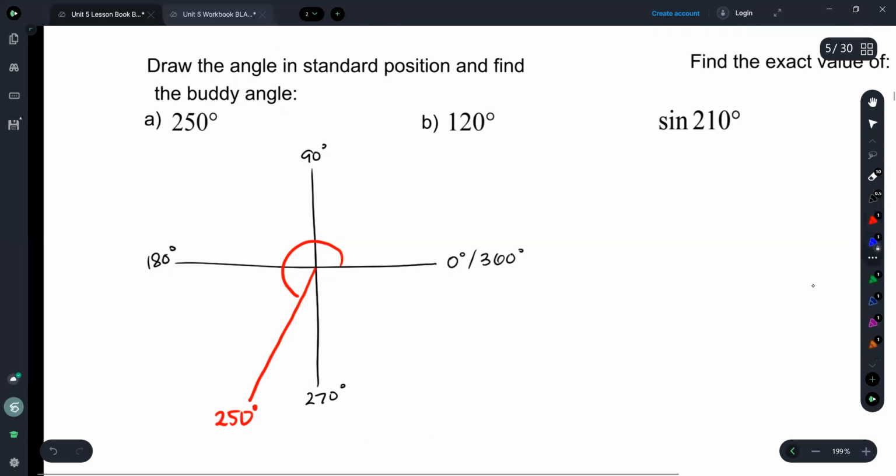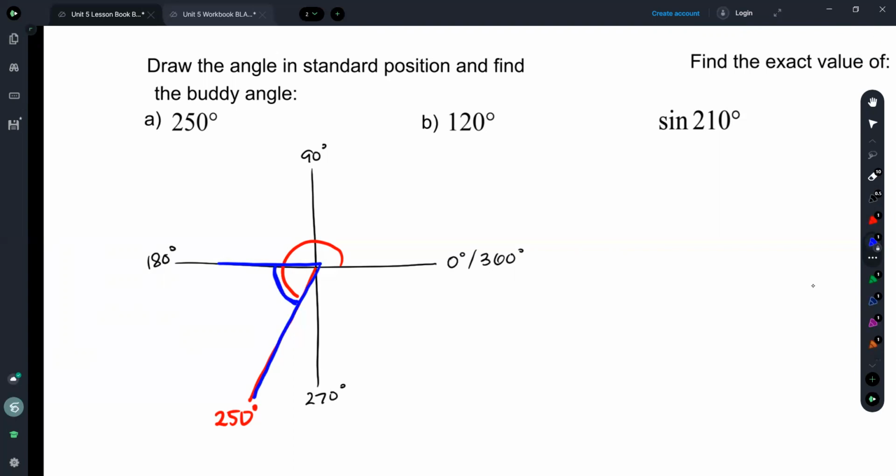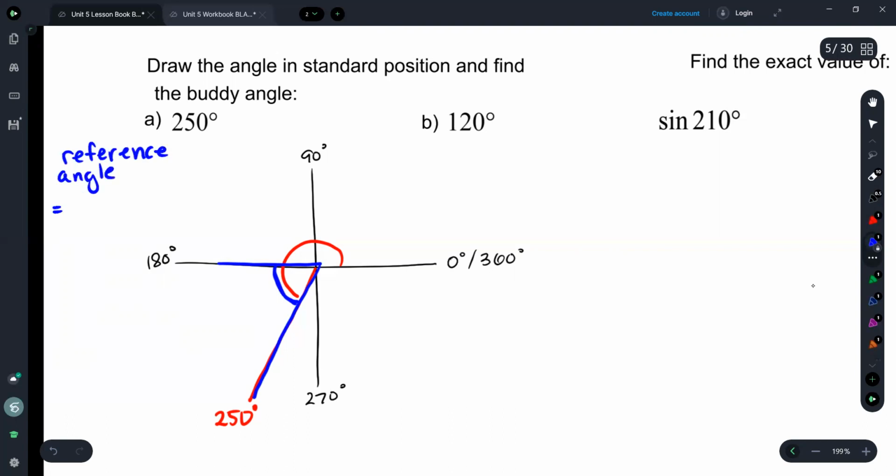Okay, is this 250 closer to the 360 line or is it closer to the 180 line? 180. So in order to find our reference angle, we need to find the angle that falls between 180 and 250. So how do I calculate that piece right there? Good. So our reference angle for this one will be equal to 250 minus 180. And that should give us a reference angle of 70. Okay, so that's this rotation inside here.